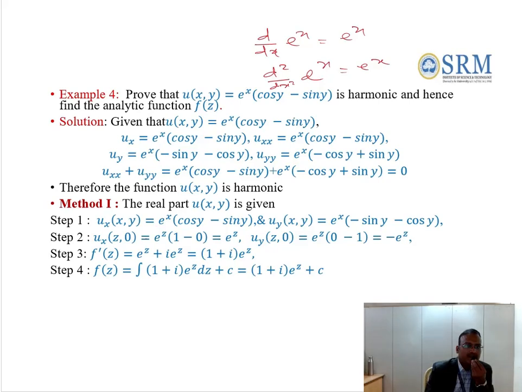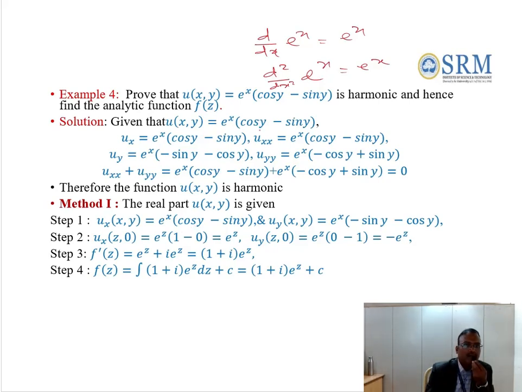Right. Then what is uy? uy is the partial derivative of u with respect to y. So e^x times the derivative of cos y, which is −sin y, and the derivative of sin y is cos y, so therefore we have −cos y here. And uyy, that means you have to differentiate this again with respect to y, so therefore e^x (−cos y + sin y).